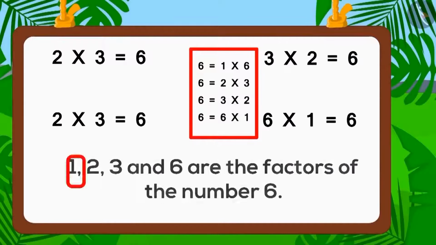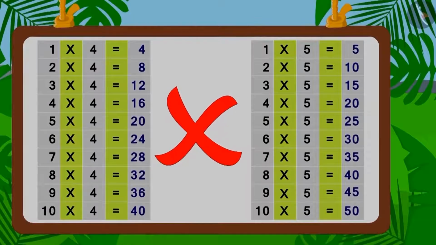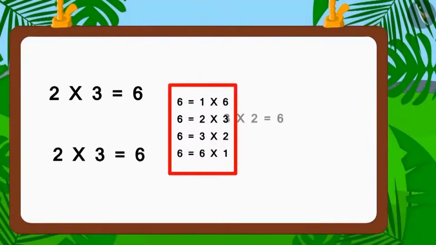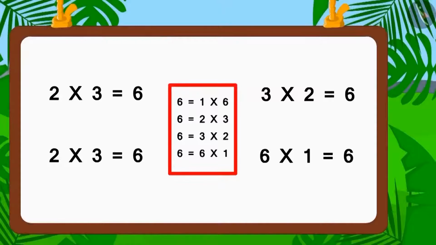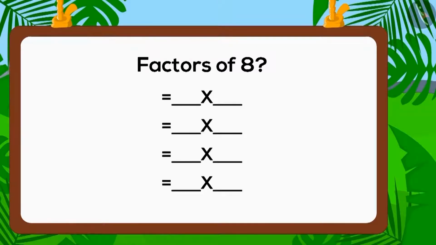Today we saw that 1, 2, 3 and 6 are the factors of the number 6, and 4 and 5 are not factors of 6. So you see, by finding all the factors of 6, we helped the villagers. Children, we can find the factors of any number by using the multiplication table.